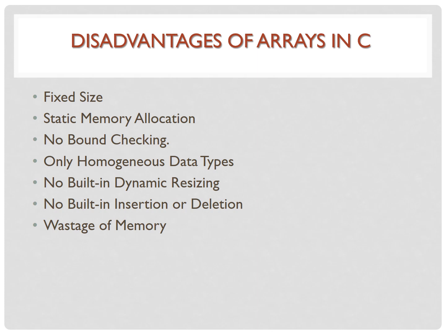Only homogeneous data types. An array can store elements of the same data type only, for example, all int or all char. The next disadvantage, no built-in dynamic resizing. You cannot grow or shrink an array at runtime without using dynamic memory. The next one, no built-in insertion or deletion. Inserting or deleting elements needs manual shifting of elements, unlike higher-level data structures like lists. And the last disadvantage, wastage of memory. If the allocated size is larger than needed, the unused memory is wasted.